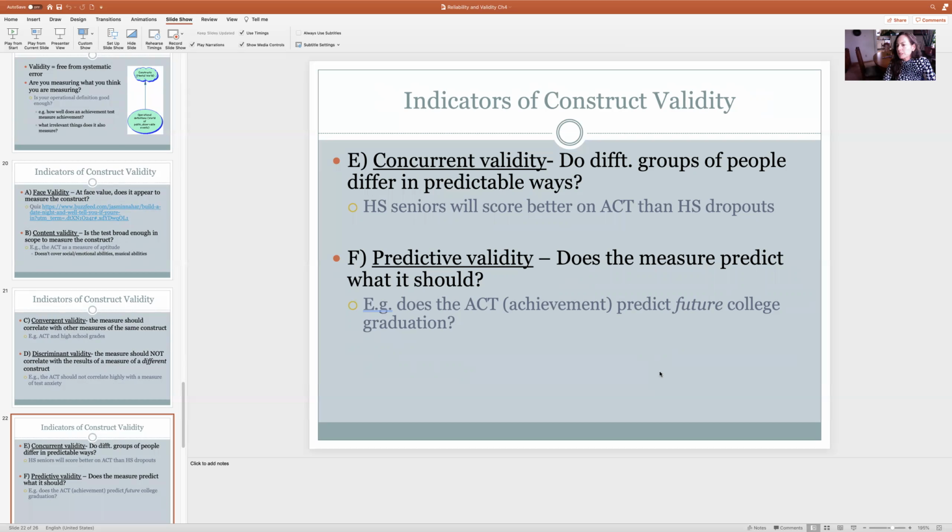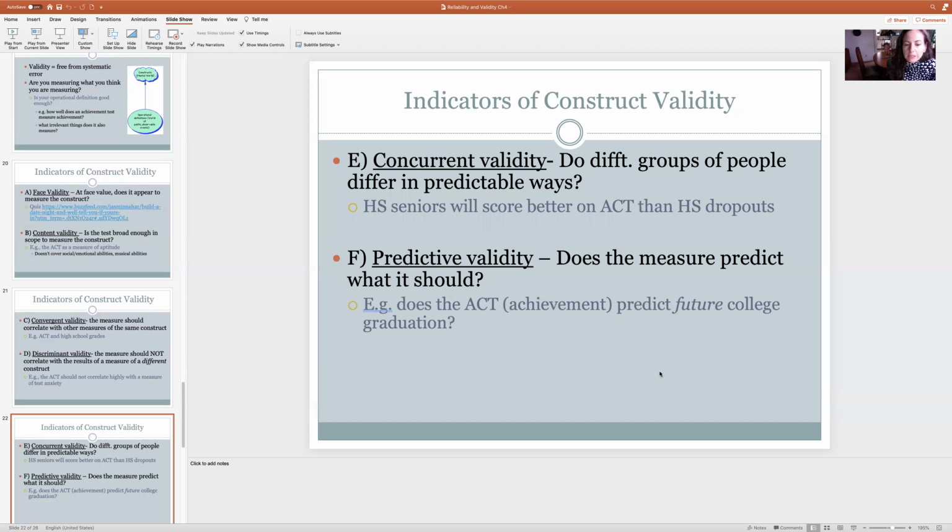So we would expect that, for example, high school seniors are going to score better on the ACT than high school dropouts. They should. And if they do, that's a measure of the validity of the ACT test, because we would predict that those who are finishing high school have greater aptitude for college.